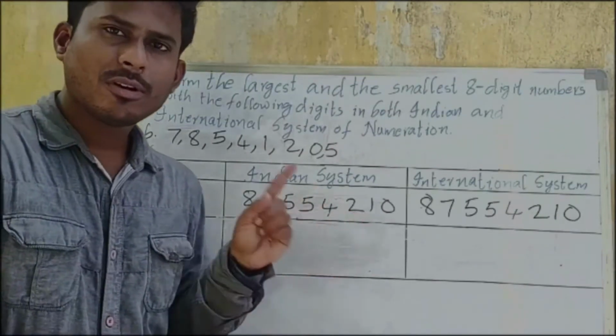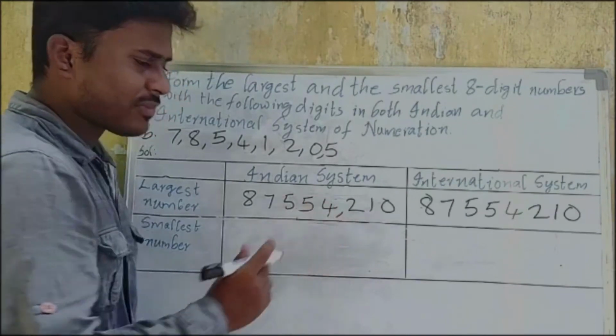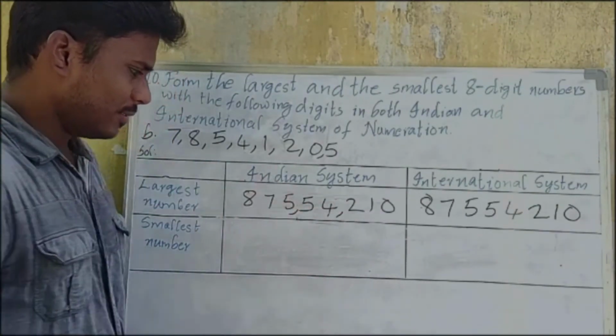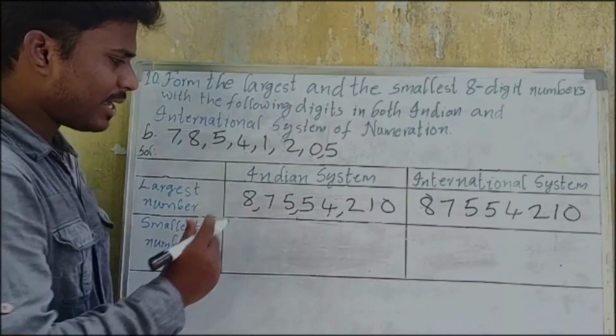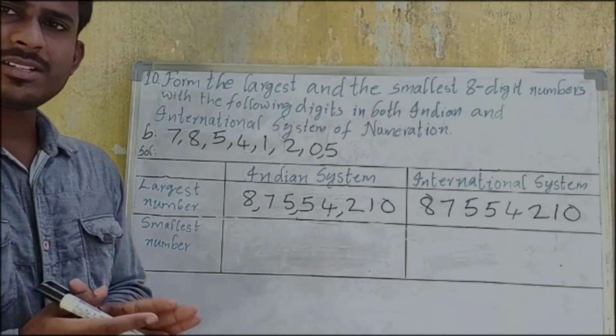In the Indian system, we have the ones period with 3 places: ones, tens, hundreds. Then the next period is the thousands period with 2 places: thousands, 10,000s. Then we have the lakhs period with 2 places: lakhs, 10 lakhs. Okay, inserting commas is completed in the Indian system.